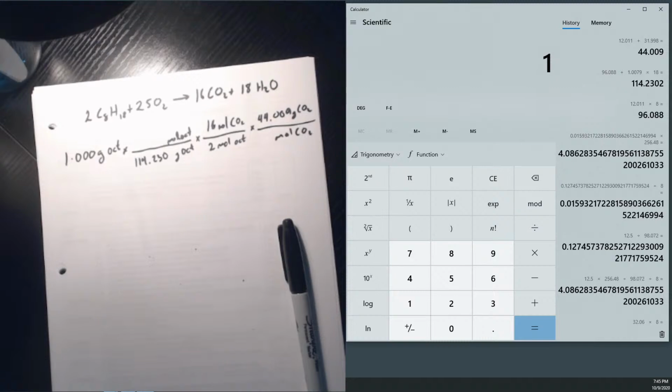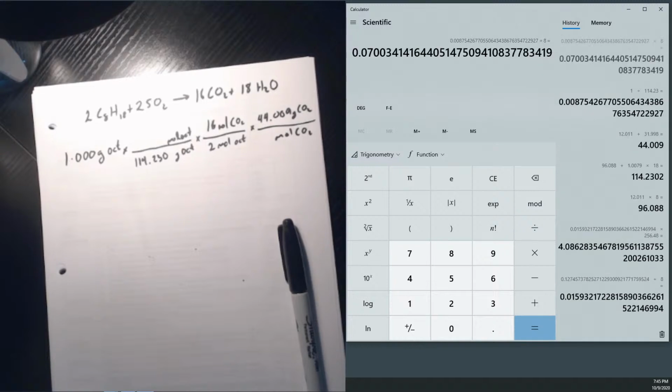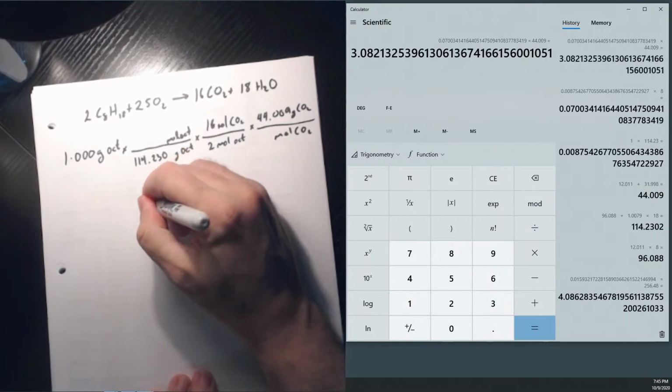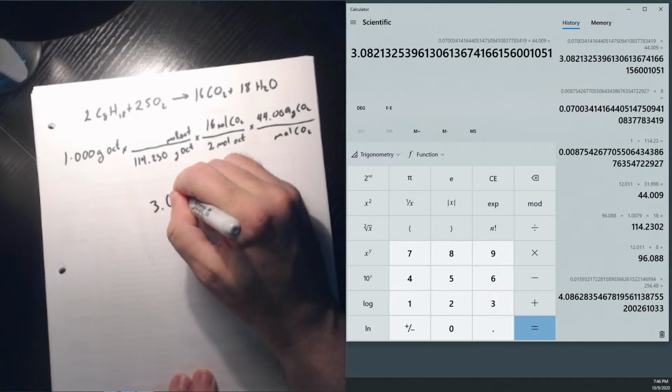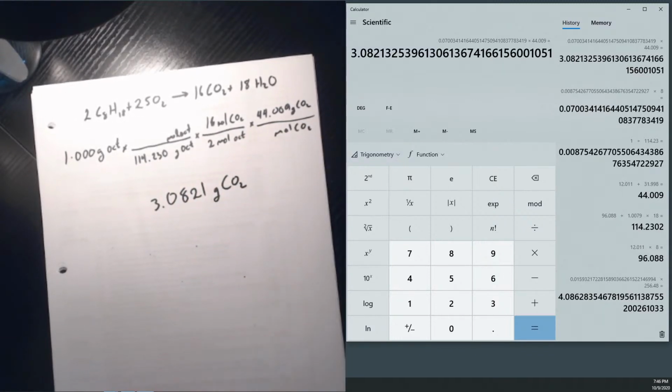So 1 divided by 114.230 times 8 times 44.009. And that is 3.0821 grams of carbon dioxide. For every 1 gram of octane you burn, you produce a little more than 3 grams of carbon dioxide.